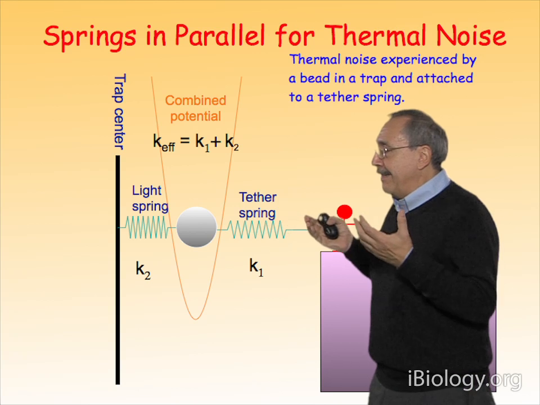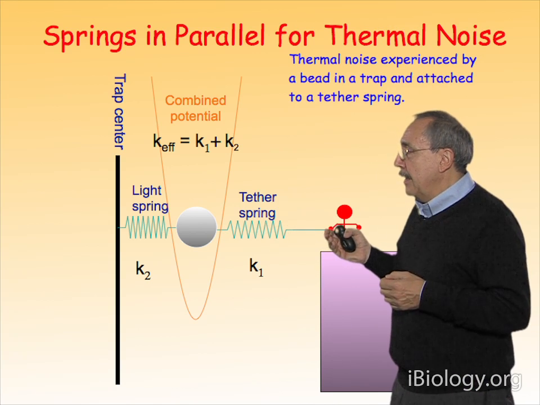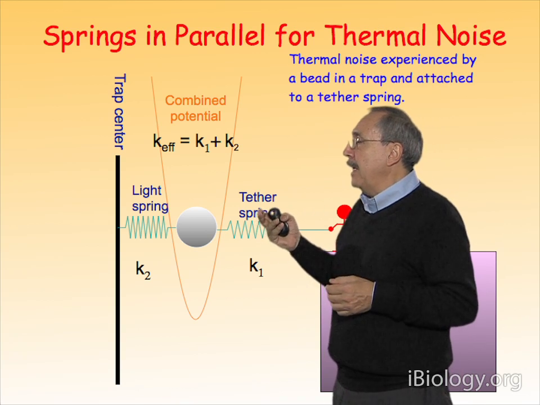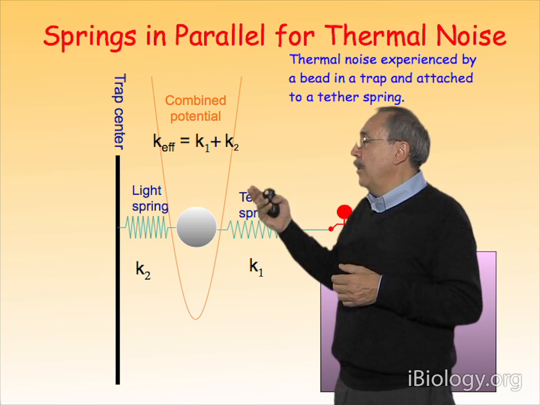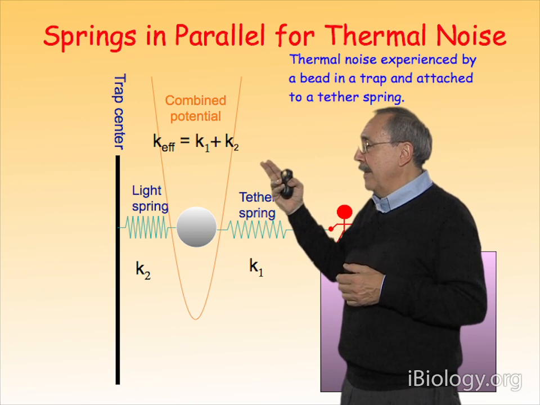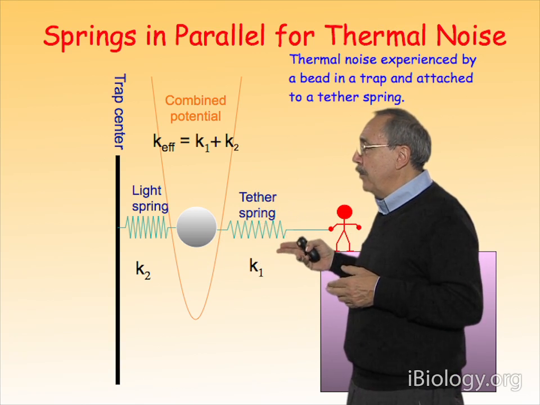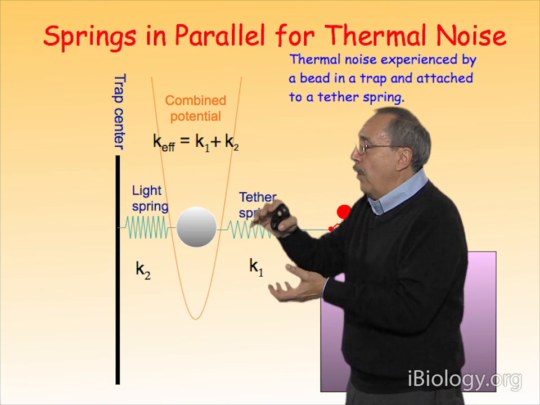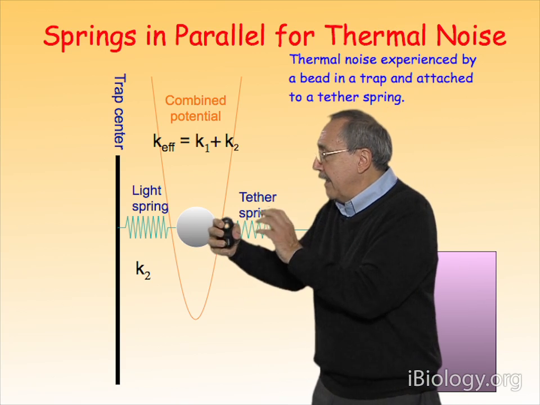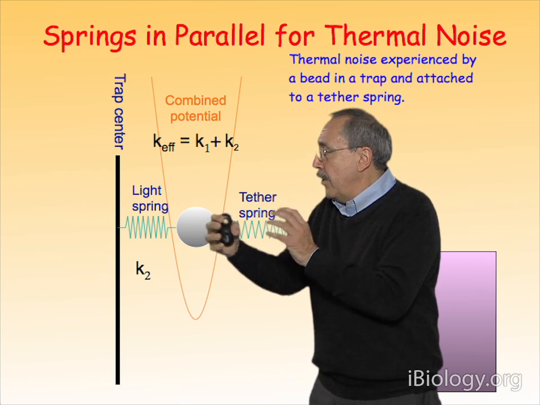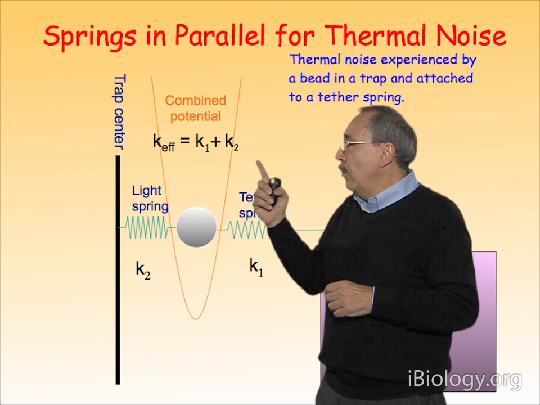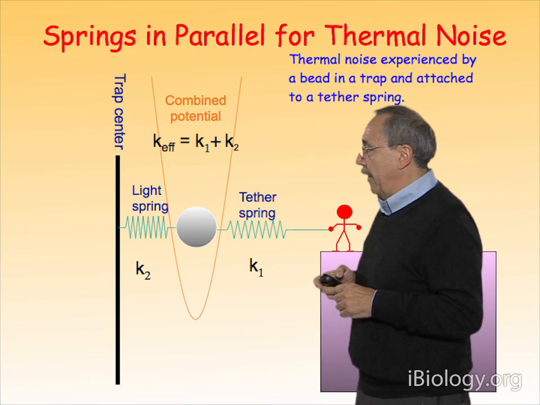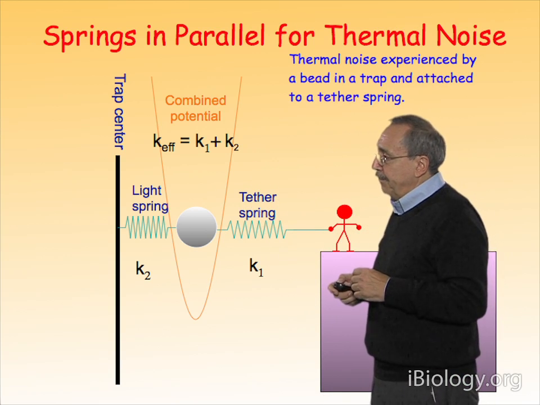Well, for a system such as this, it can be shown that the bead behaves as if it were under the combined effect of two stiffnesses, the stiffness due to the light spring and the stiffness due to the tether spring. So the k effective that determines how much noise I experience in this bead in the center of the trap due to thermal fluctuations is ultimately controlled by the sum of the stiffness of the light and the stiffness of the tether, okay? An effective stiffness.